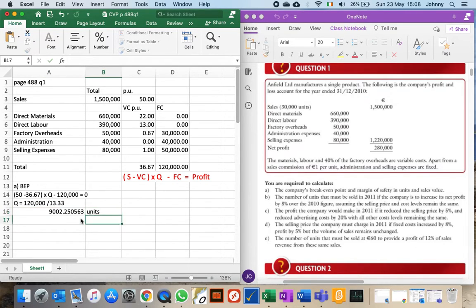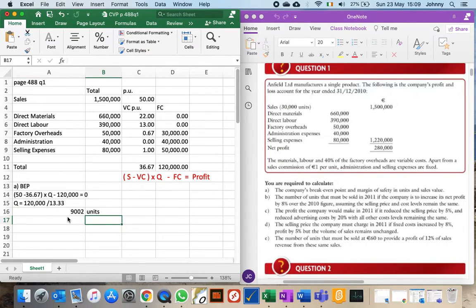And you can't have a decimal of a unit, as in a part of a unit. It has to be whole numbers. So we have to round that to the nearest unit. So because the next number is 0.2 here, after the decimal point, it's going to be 9002 is the answer there. Okay, sorry, I put that in the wrong place. So 9002, and that's units.